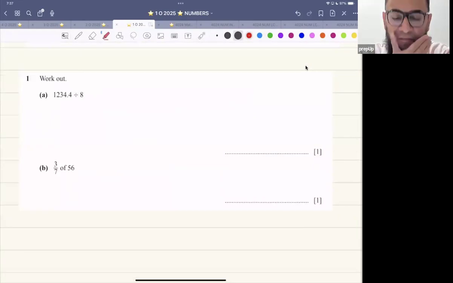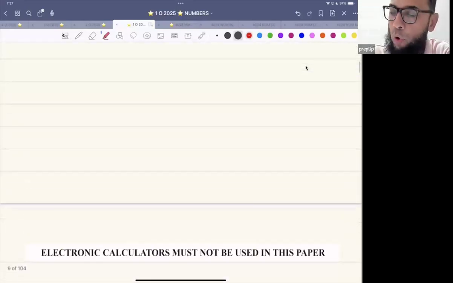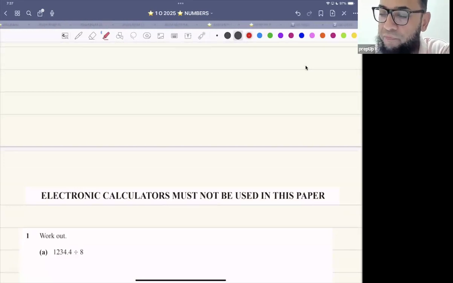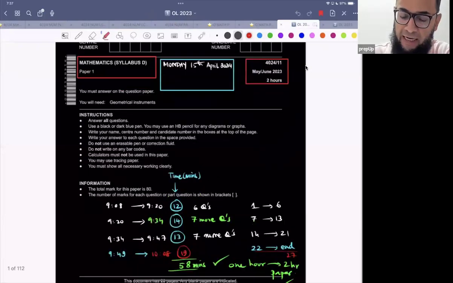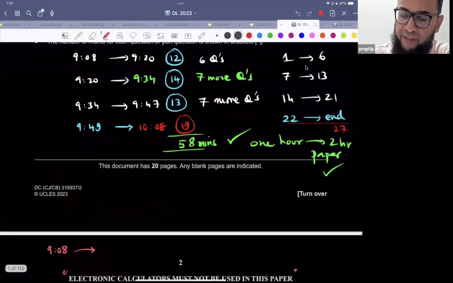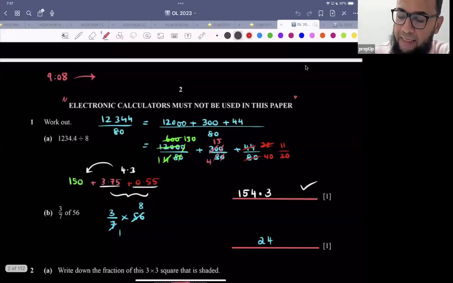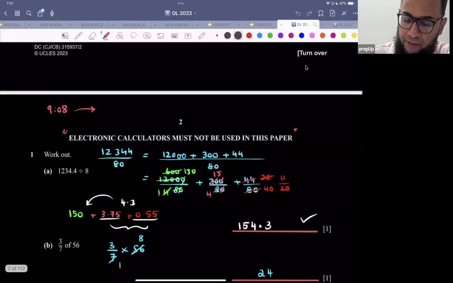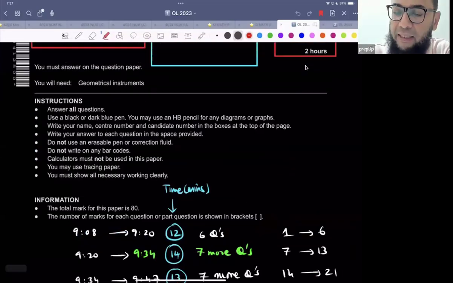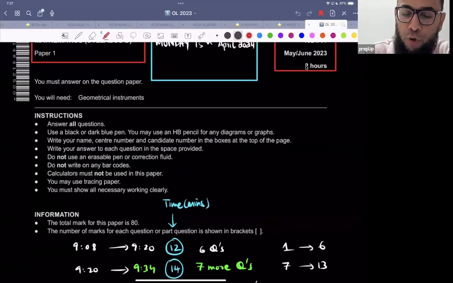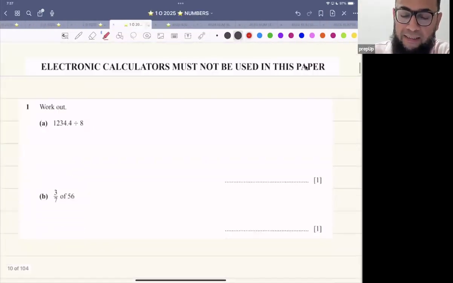Now, if I look at this question, work out 1234.4 divided by 8, and let me just focus on one of the things, that is 2023. I have solved this last year, when we were solving the paper, on 15th April. In some of these, I'll be looking at this working to save time. So now I'll get started with this.